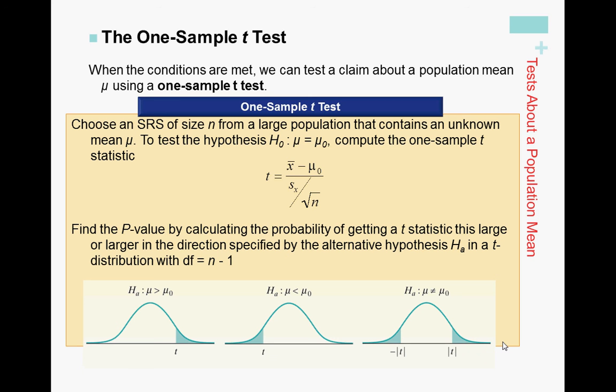So you can see on the left, with the greater than, we want that t value or greater. In the middle, less than, we want that t value or less. And then the two-sided, where it's not equal to, on the far right, we want to know both: bigger than the absolute value of t or less than the negative version of t. We add those together.